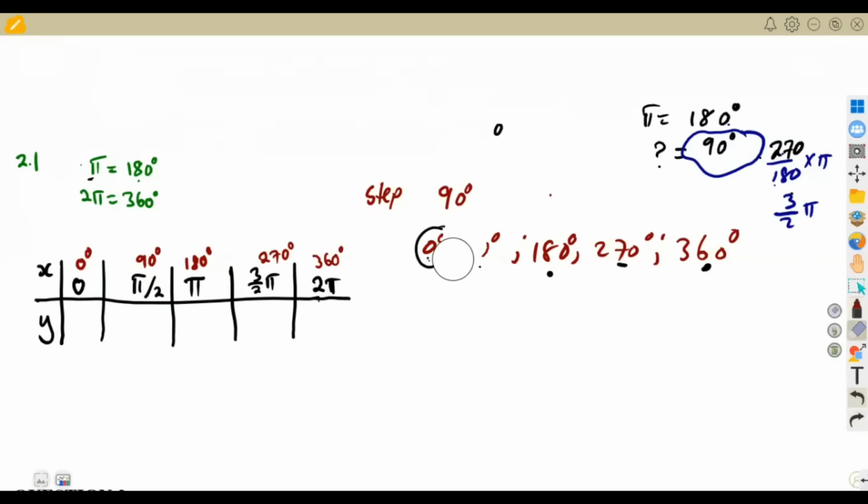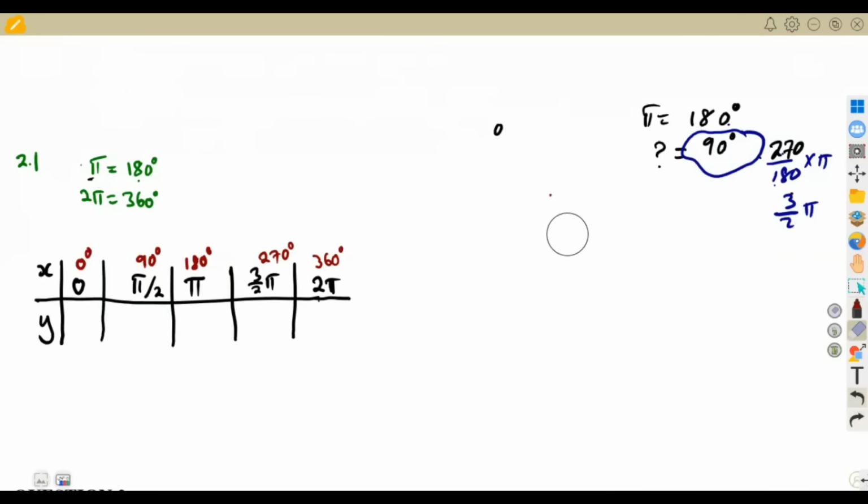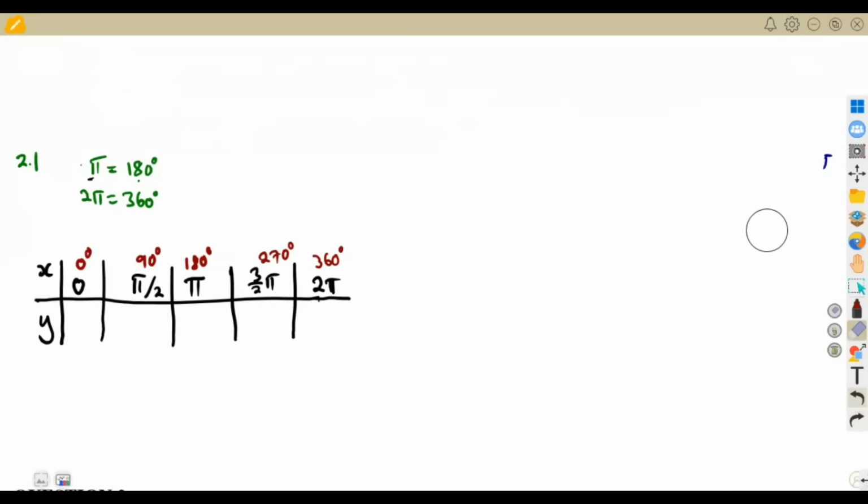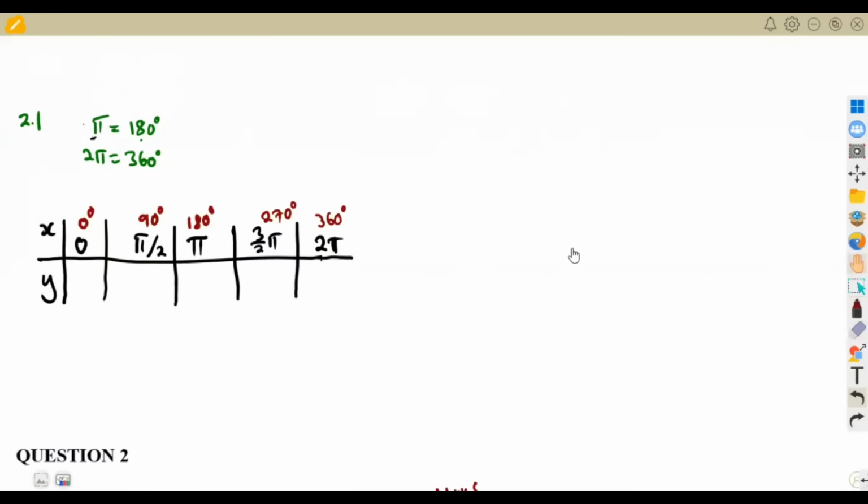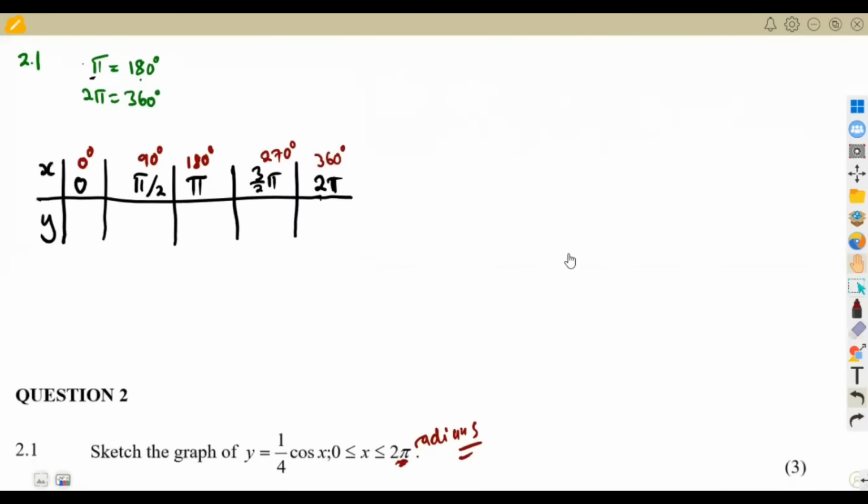We are used to this part being in what? In degrees, having a step of 90 degrees from the 0 point. That is what we have, and that is what we are used to. So if we are to have this table in radians, it means we are simply going to sketch our graph as we are given. So we're just going to have our corresponding values of y, meaning to say our calculator has to be in radians in this case.